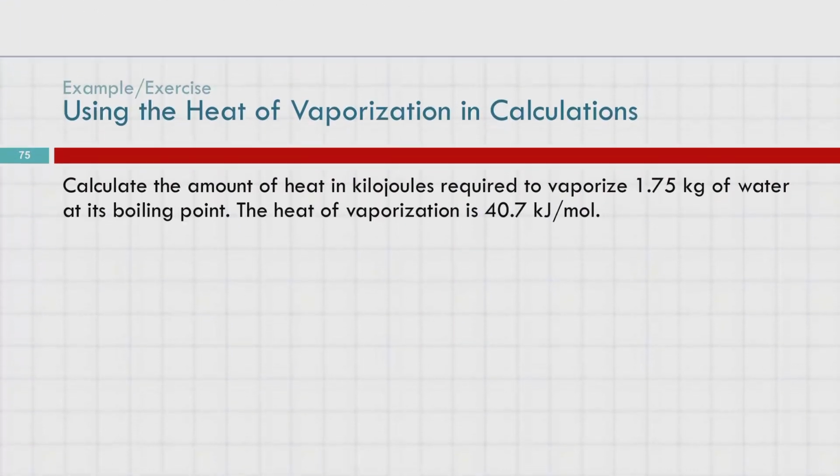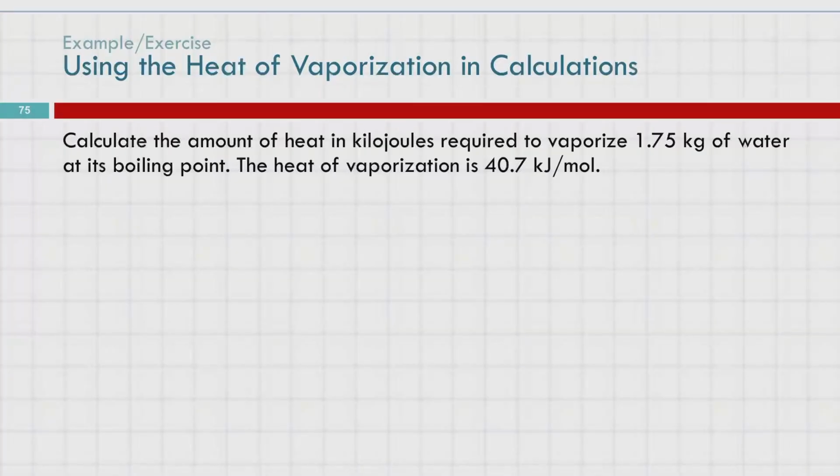Calculate the amount of heat in kilojoules. So we're looking for heat in kilojoules required to vaporize 1.75 kilograms of water at its boiling point. The "at its boiling point" part there is just letting us know that we can use that 40.7 kilojoules per mole. For you, it's probably not that important. And we're given that the heat of vaporization is 40.7 kilojoules per mole.